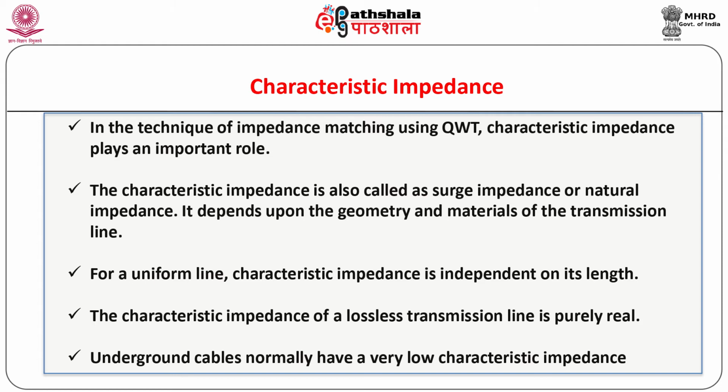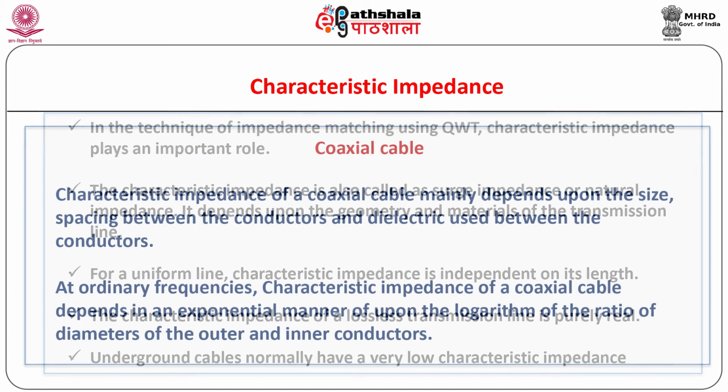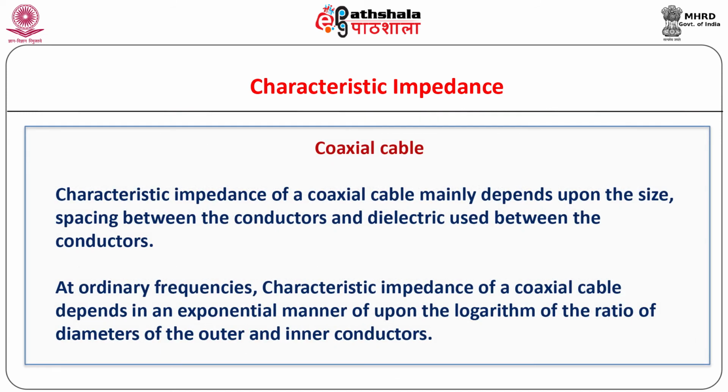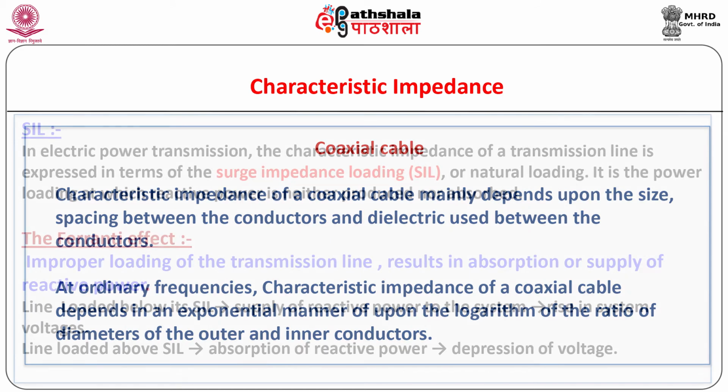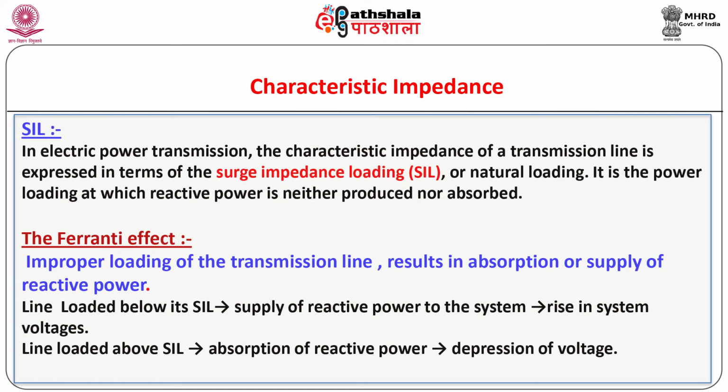Underground cables normally have a very low characteristic impedance. Characteristic impedance of a coaxial cable mainly depends upon the size, spacing between the conductors and dielectric used between the conductors. At ordinary frequencies, characteristic impedance of a coaxial cable depends in an exponential manner upon the logarithm of the ratio of diameters of the outer and inner conductors. In electric power transmission, the characteristic impedance of a transmission line is expressed in terms of the surge impedance loading, that is SIL, or natural loading.